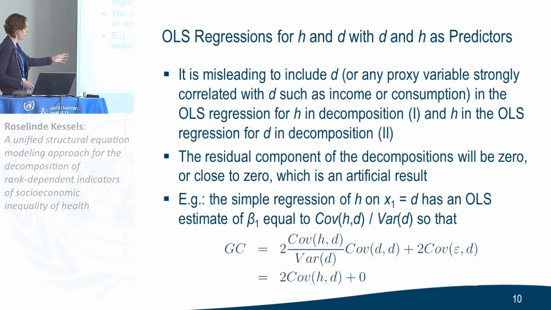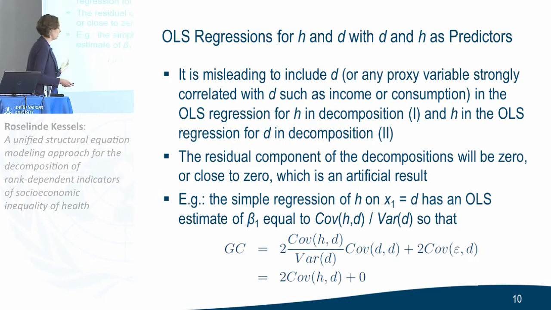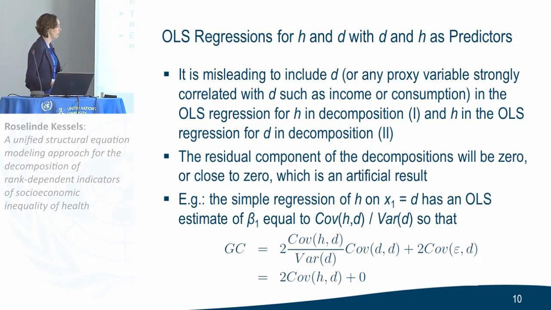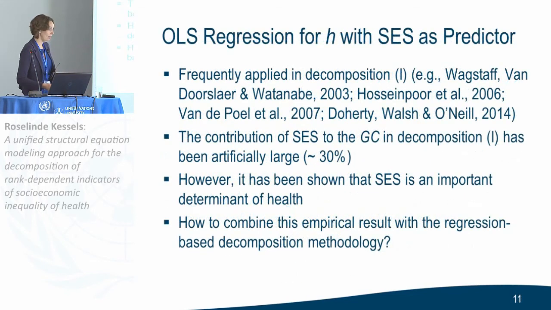Okay, here you see an example of a simple regression of H on just one explanatory variable, which is then D. And the definition of the estimate for the corresponding slope coefficient is then the covariance between H and D divided by the variance of D. And that gives us just the definition of the GC, for which the residual component is completely equal to zero. But actually, we have not explained anything at all. It looks like we have explained a lot, but it's just an artificial result.